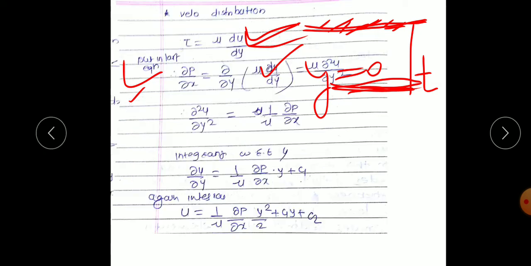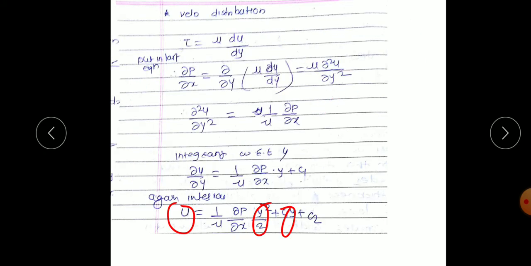So finally, putting the values of C1 and C2 in this equation, we get u equal to 1 by mu delta p by delta x y squared by 2 minus 1 by 2 mu delta p by delta x t y. Here 1 by 2 mu is common: delta p by delta x (y squared minus t y). Taking the negative sign for delta p by delta x, we get 1 by 2 mu, minus delta p by delta x, in brackets, (t y minus y squared).